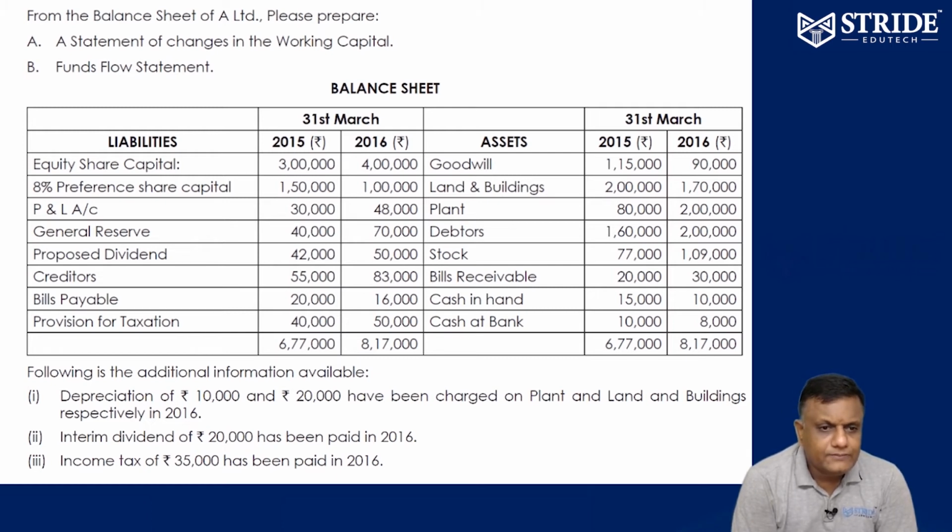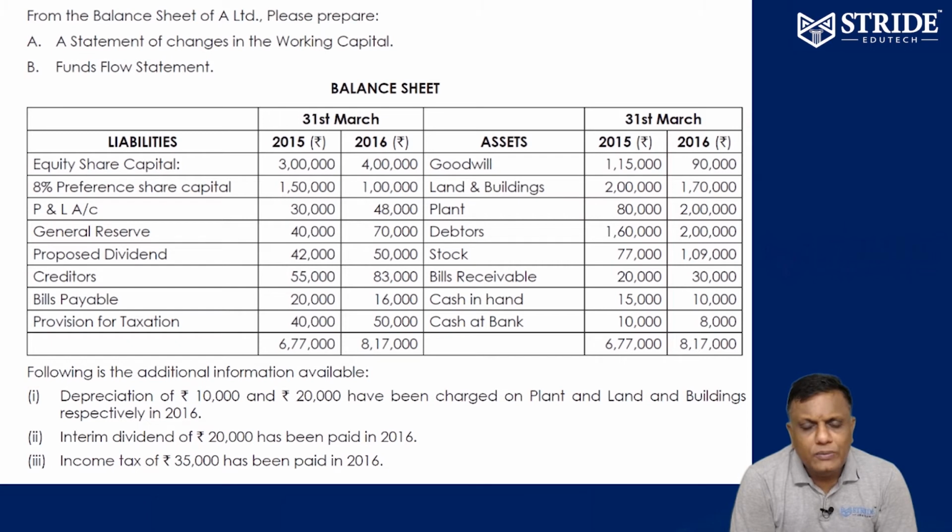Creditors: opening 55,000, closing 83,000. This is a change in working capital, current liability. Bills payable also a change in working capital. Provision for taxation: opening 40,000, closing 50,000. Point number 3 says income tax paid has been given, so we'll prepare a separate ledger for provision for taxation. Goodwill: 1,15,000 on the asset side, 90,000 closing. The difference is written off, adjusted P&L debit side 25,000.